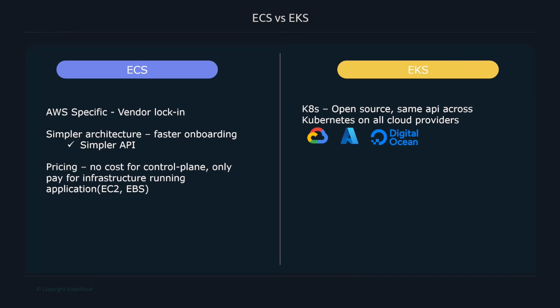And on top of that, pricing for ECS, this is one of the great parts about ECS, is that there's no cost for running the control plane. AWS doesn't charge you for it, you only have to pay for the underlying infrastructure. So all of the EC2 instances and any of the storage associated with those EC2 instances.